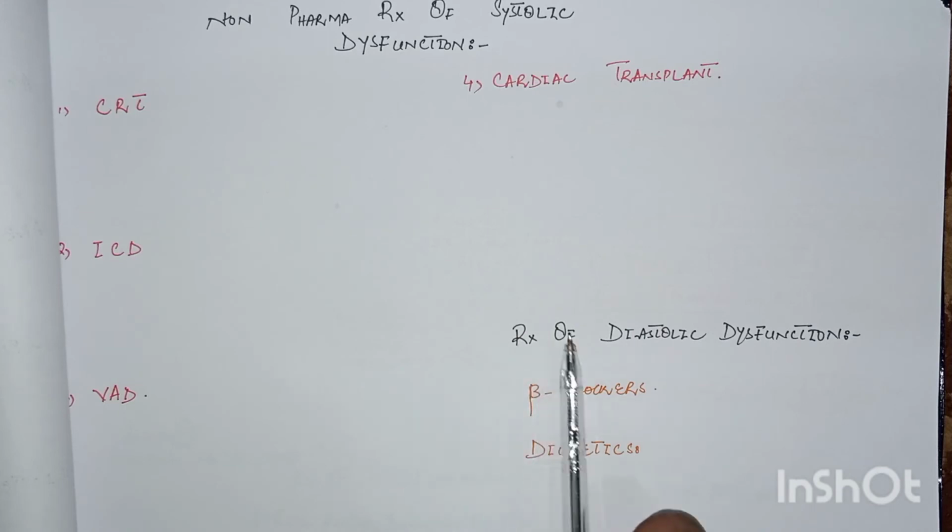A few words about the management of diastolic dysfunction. In diastolic dysfunction, beta blockers like carvedilol, bisoprolol, and metoprolol can be used, and diuretics like loop diuretics or thiazide diuretics can be used, but the other drugs have an uncertain effect in the management.